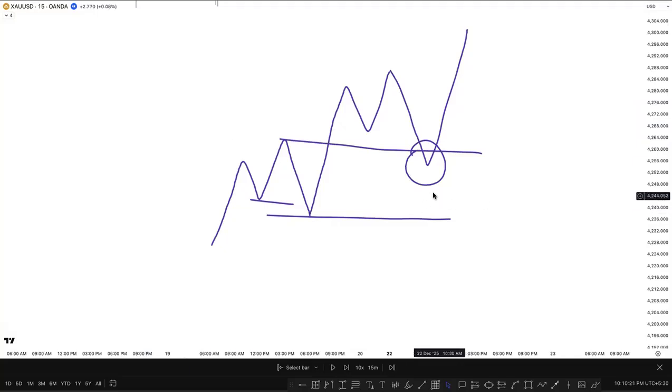Okay, so this is the process of how we can take entry just following the high time frame structure and the lower time frame entry.